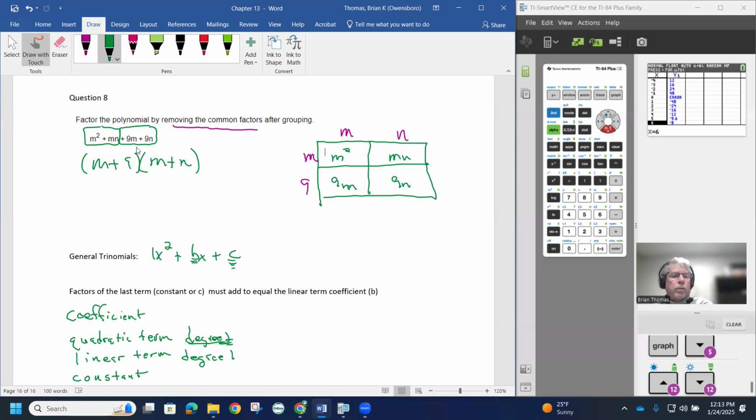So if it's four terms, I like putting the four terms in a box, or what we call the four squared strategy. So see if that helps you do the four-term factoring.